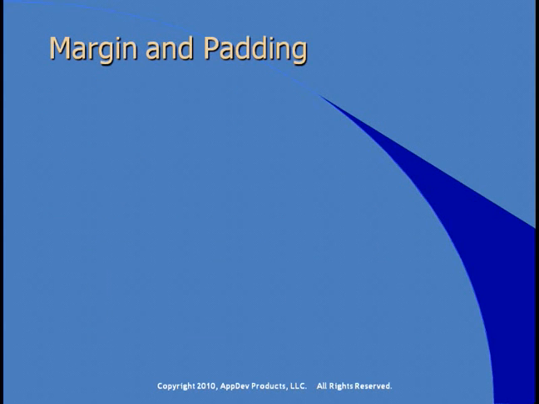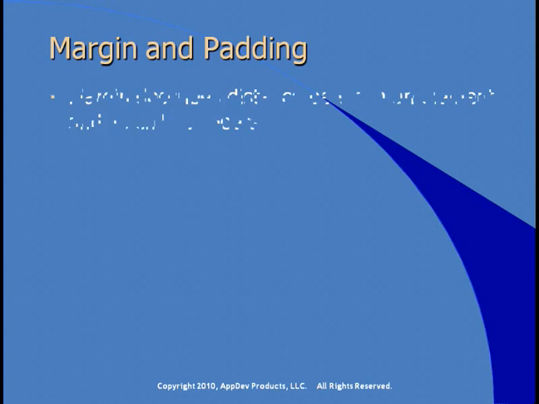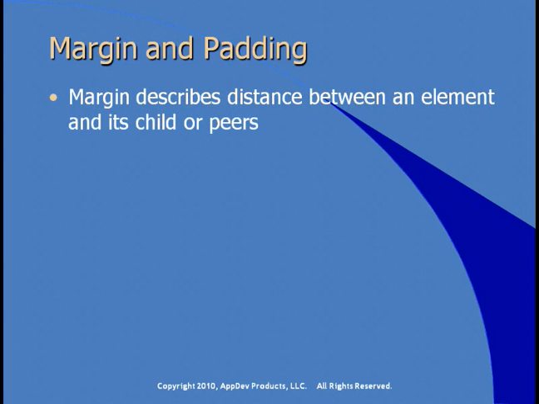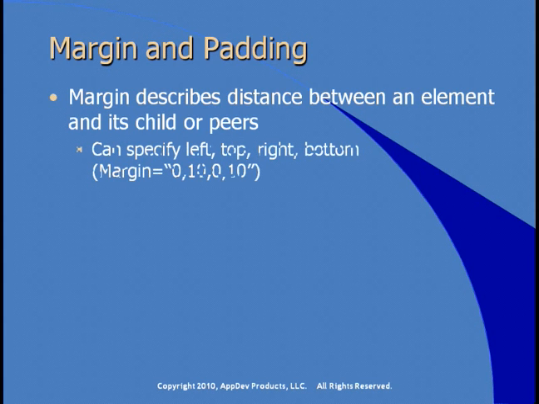The margin and padding properties turn out to be very important as you're laying out your user interface, because they're very important in terms of getting controls to be where you want them to be. The margin describes the distance between an element and its child or peers. So the distance between a stack panel and a button in it, or the distance between 2 buttons within a stack panel. And the margin property is made up of left, top, right, and bottom. And there are 2 ways you can specify these, individually or uniformly.